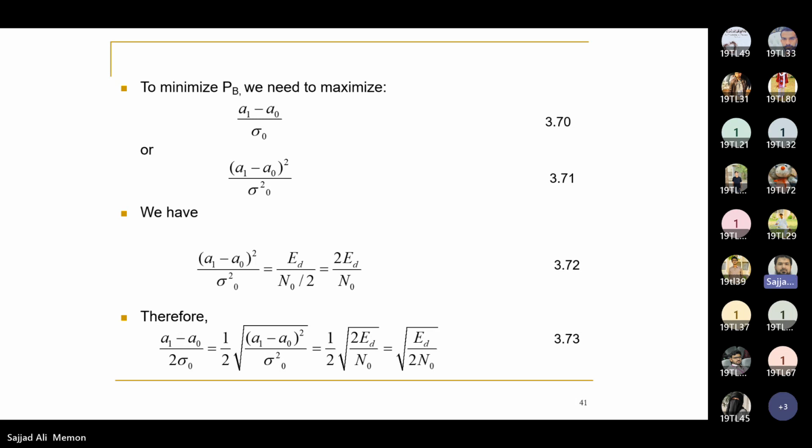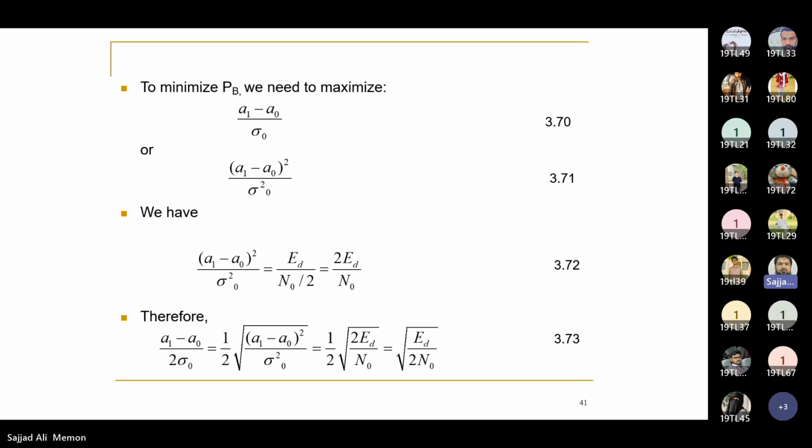Sigma naught squared is the magnitude of noise variance, and the value of noise variance is N naught by 2. So this will be 2 E_d by N naught. Therefore, (A1 minus A naught) by 2 sigma naught will be equal to the square root of E_d by 2 N naught.